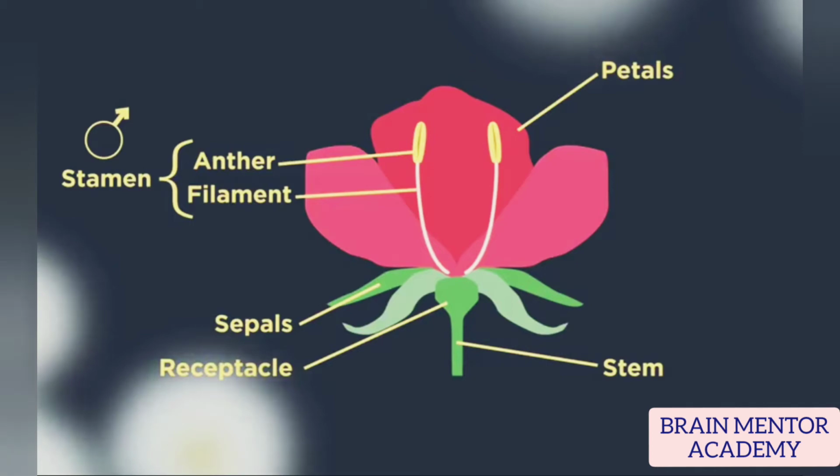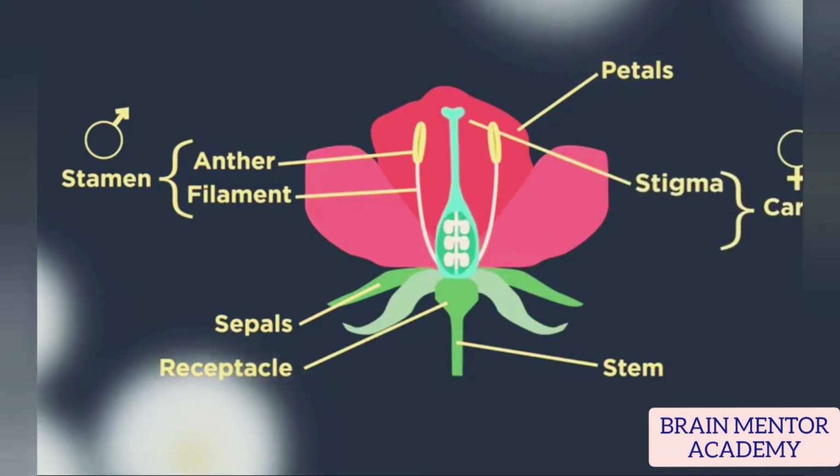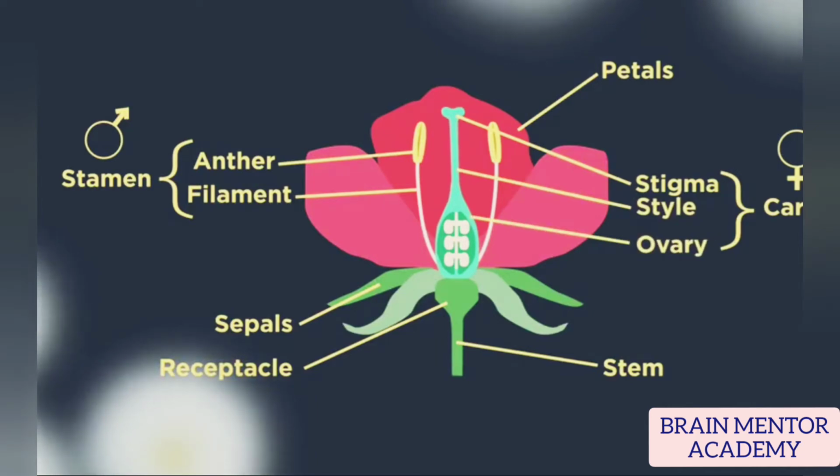The female part of the flower is called the carpel, and this consists of three parts: the stigma, a sticky landing leaf for pollen, the style, where the pollen grain descends, and the ovary, where the female gametes or sex cells are located. Within the ovary, ovules produce female gametes.